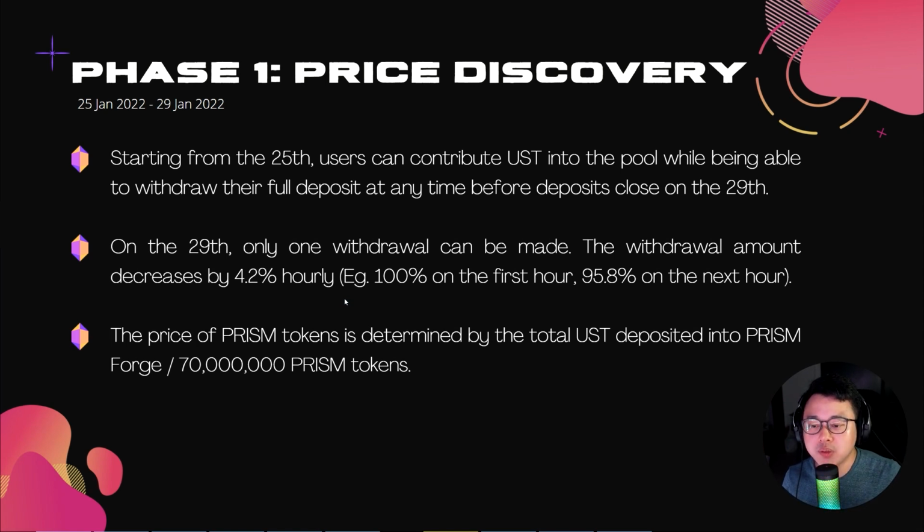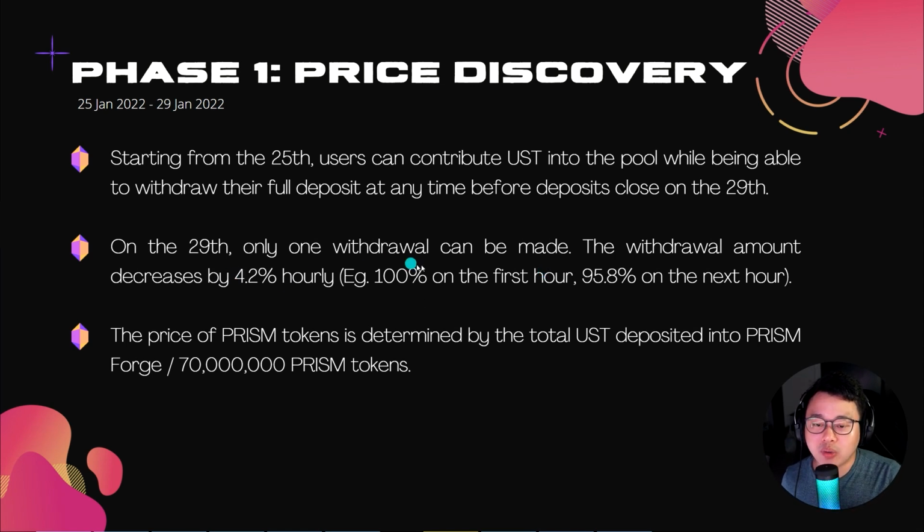So one of the problems with Mango Markets is that a whale can come in and contribute a gigantic amount of UST, which would push the price of Prism so high that it doesn't make sense for anyone else to buy it at that price. And the whales can basically withdraw at the very last second so that they can push the price down to the actual price that they want to buy it at. And this is usually done through a bot or a script.